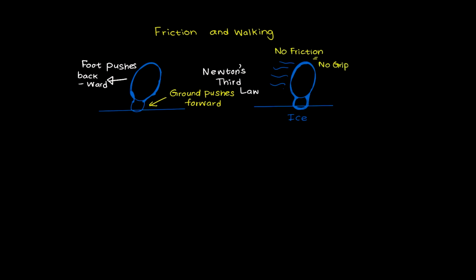Think of walking on ice. You slip because there's almost no friction to let you push effectively against the surface. Friction is literally what makes walking possible. Gravity would still pull you down without friction, but that's vertical. It doesn't help horizontal movement.